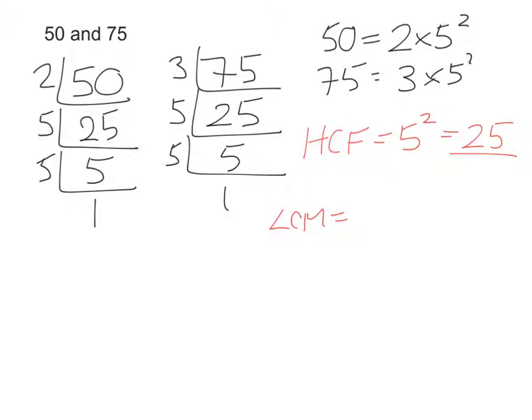Lowest common multiple, I could take 1 2 or no 2's, so I'll take 1. 1 3 or no 3's, so I'll take 1. And 2 5's or 2 5's, so I'll take 2 5's. Gives me a lowest common multiple of 150. And sorry, that's a 2 there, not a 3, apologies.